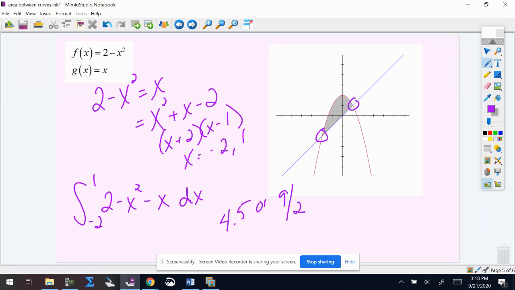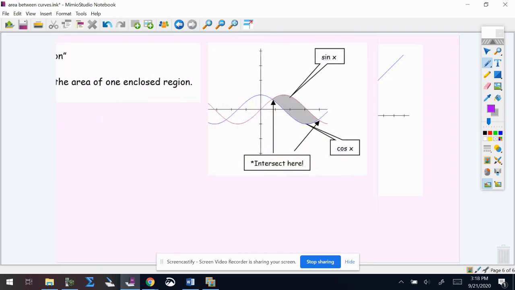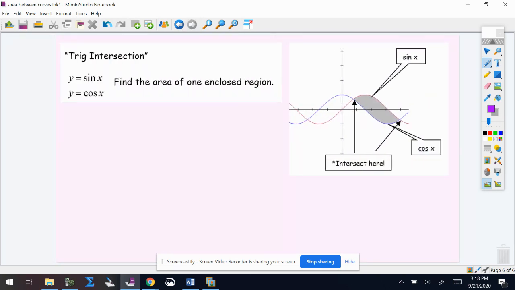I want to show you one more. I want to show you what happens with trig. So what we know about trig functions, specifically sine and cosine, is they're very repetitive. They have a period that they repeat over and over again. With sine and cosine, every 2 pi it repeats. So you're never going to be given a trig one like this and just say find the area of what's enclosed, because it keeps enclosing a region after a region after a region.